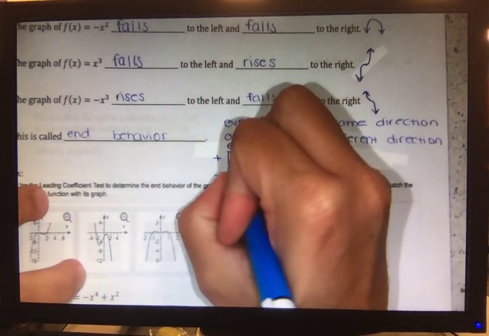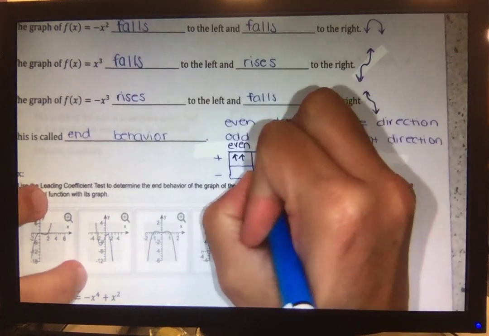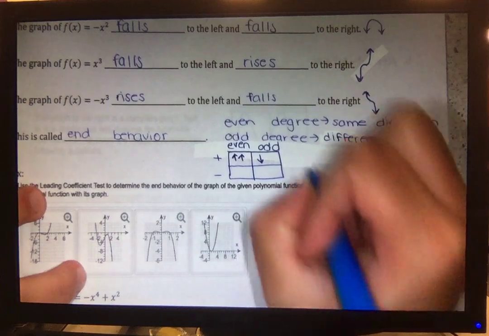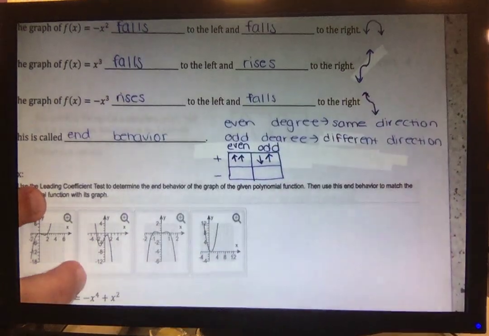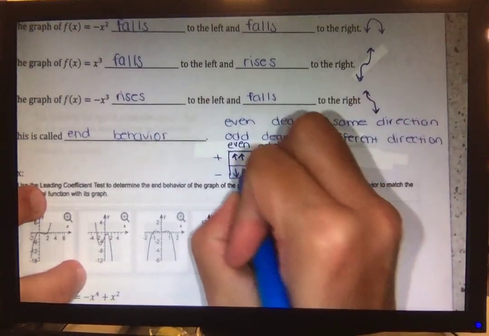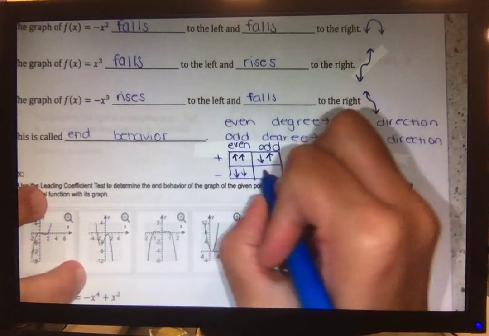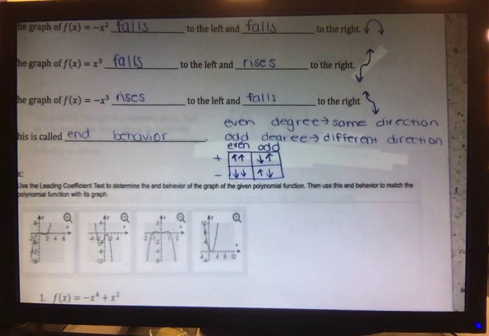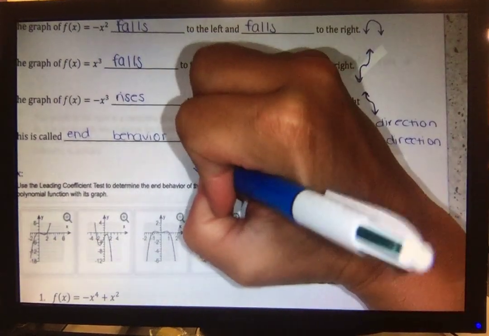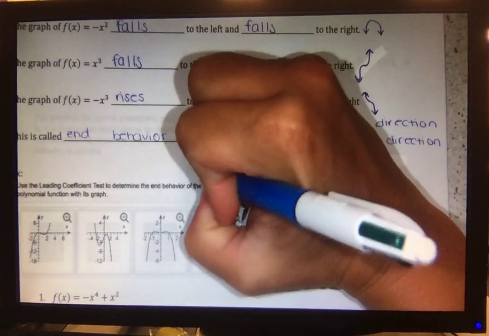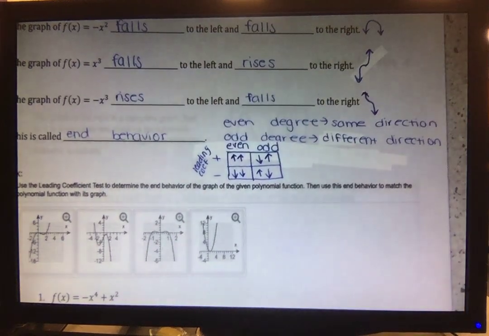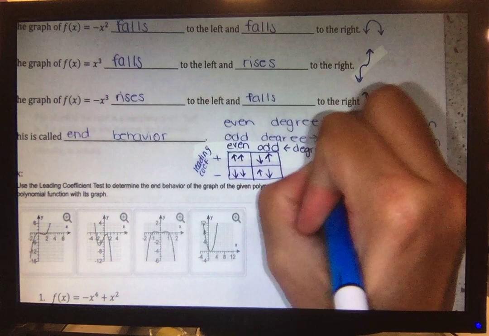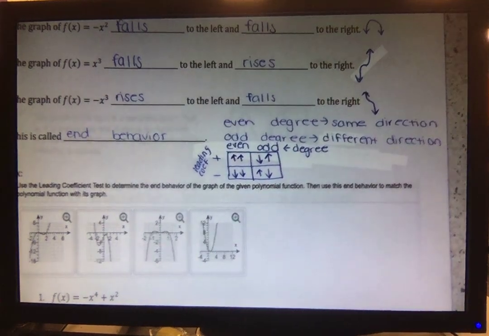So even and positive is up and up. Odd and positive is down and then up. Even and negative is down and down. Odd and negative is up and down. That's all I have to know. So this is our leading coefficient, and this is the degree. I like that better. That's more organized and straightforward.